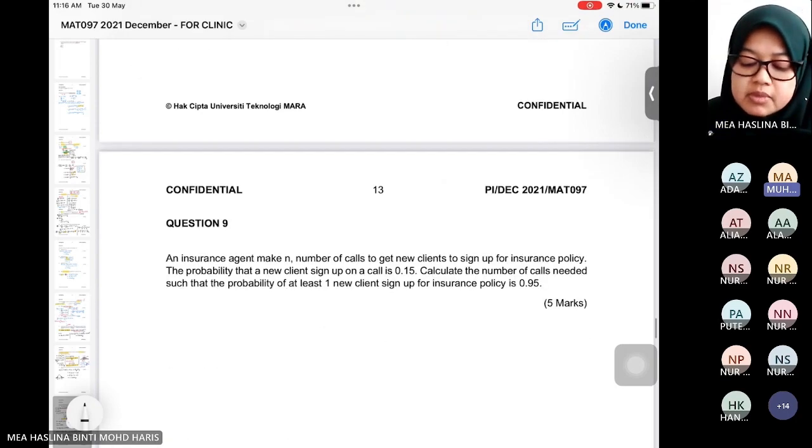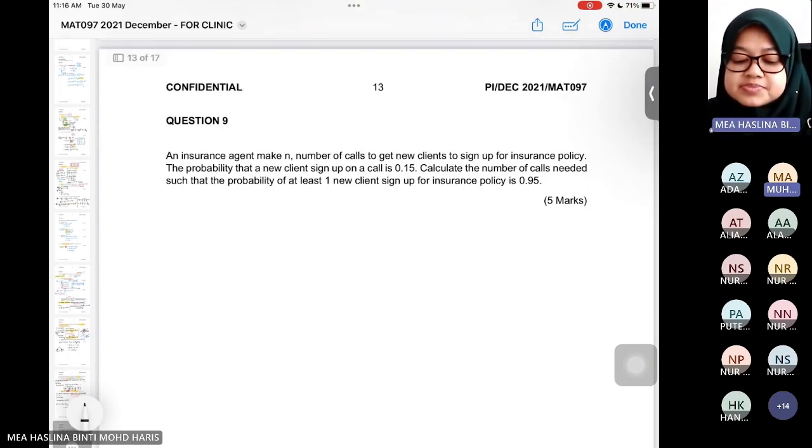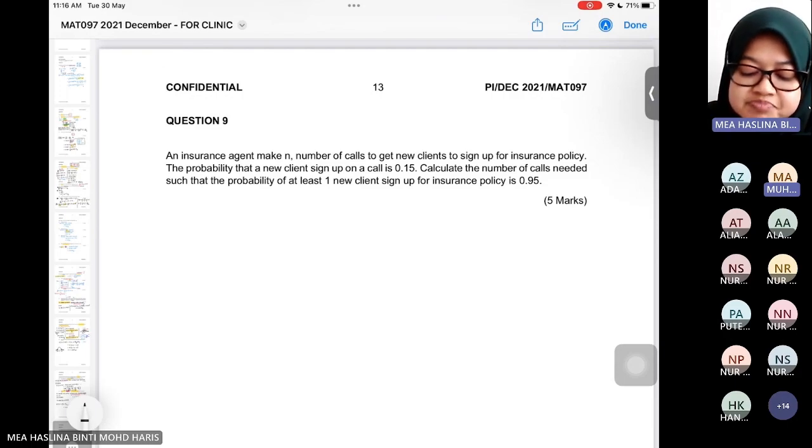Okay, question number 9. An insurance agent makes n number of calls to get new clients to sign up for an insurance policy. The probability that a new client signs up on a call is 0.15. Calculate the number of calls needed such that the probability of at least one new client signing up for the insurance policy is 0.95.